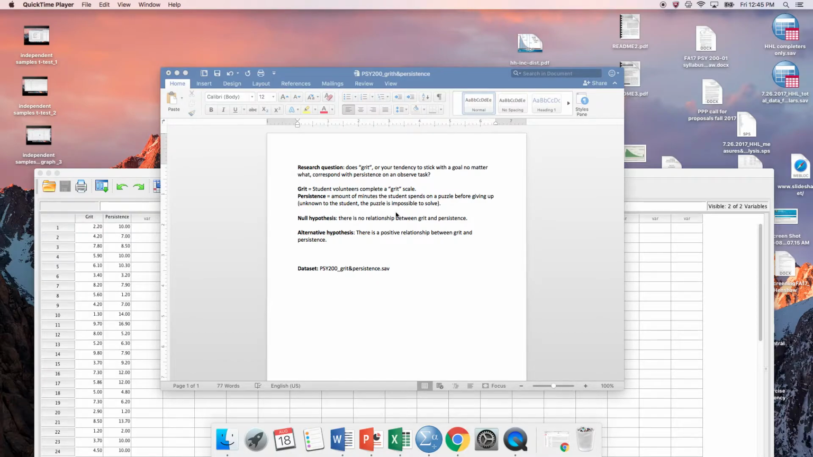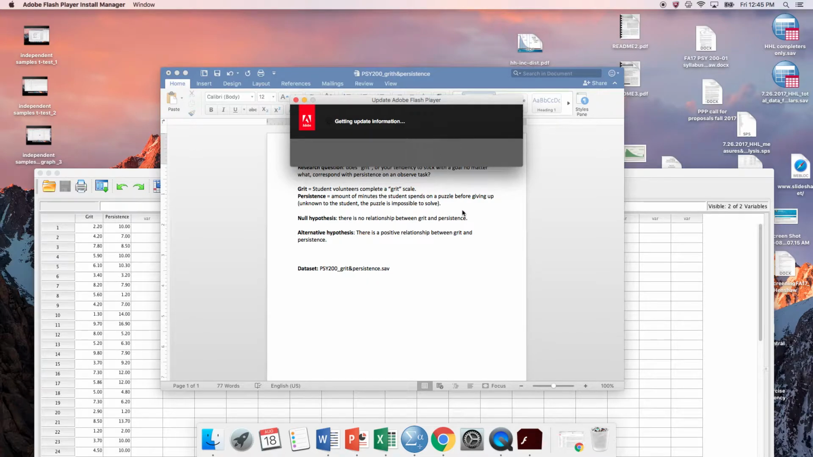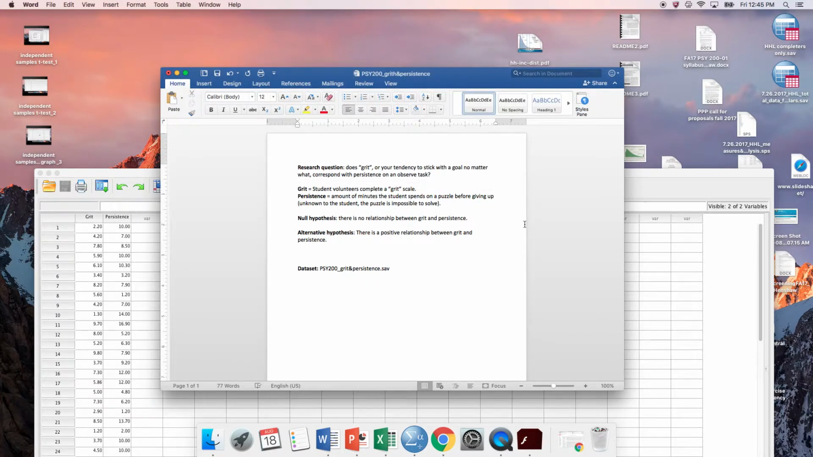So imagining this scenario, we have two variables, grit and persistence. If we were to frame this as a null hypothesis, we are starting with the presumption that there's no relationship between grit and persistence. Our alternative hypothesis would be that there is a positive relationship between grit and persistence. So this is what we expect. People who stick to their goals are also more likely to stick with a puzzle even though it's difficult. So we're going to start with this data set, Psych 200, grit and persistence, and I'll click over there now.